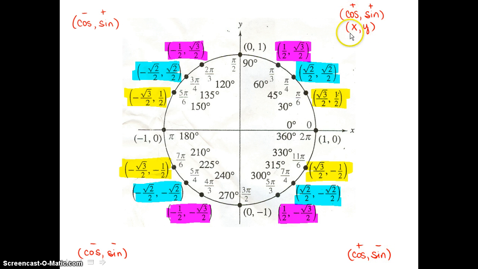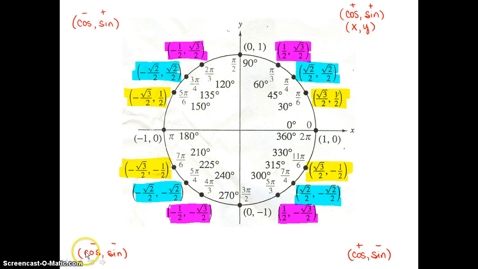Since cosine is the same thing as x and sine is the same thing as y, that means in the first quadrant, both x and y values, both sine and cosine values, should be positive. And sure enough, if you look at every single one of these values, they're all positive. In the second quadrant, the cosine x value should be negative, the sine y value should be positive. And so in every one of these ordered pairs, notice that the x value, the cosine, is negative, and that the sine, the y value, is positive.